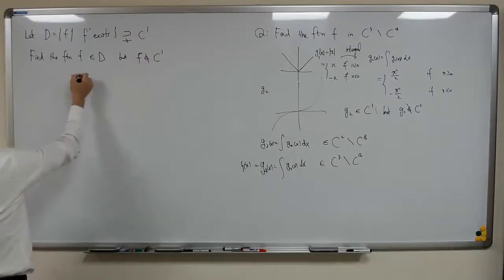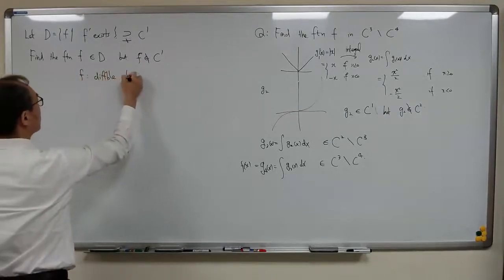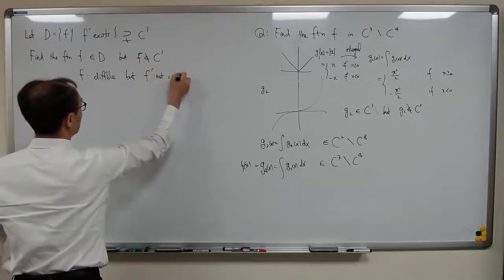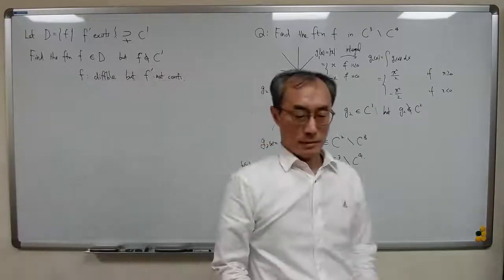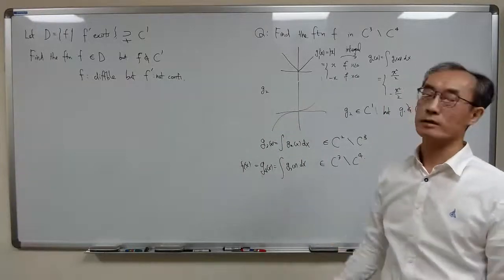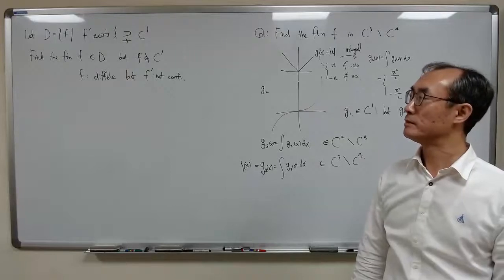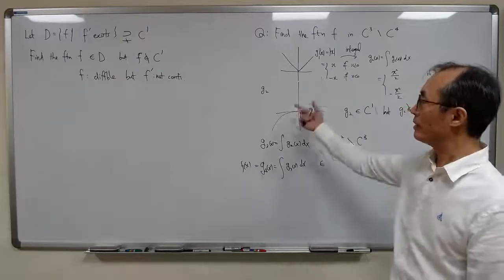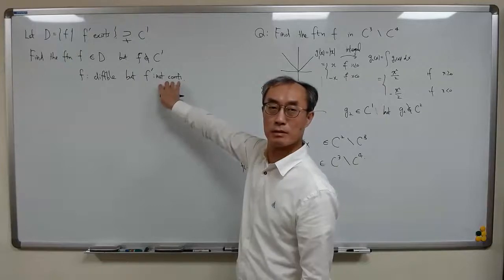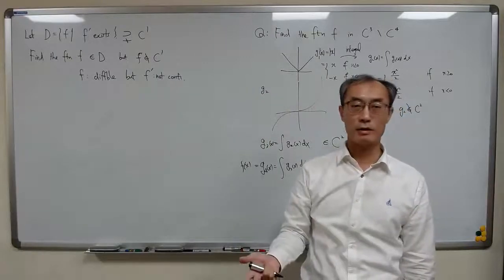Or find the function f that is differentiable, but the derivative is not continuous. Can you come up with any counterexample or any example like that? A differentiable function, but whose derivative is not continuous. You may apply a similar idea like this. Starting from a discontinuous function, you first choose a discontinuous function as the derivative, then apply the integral.